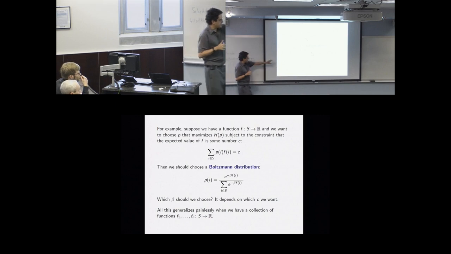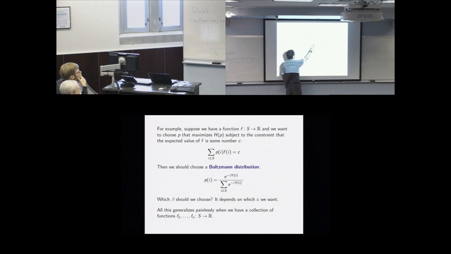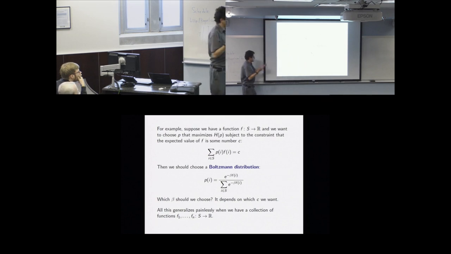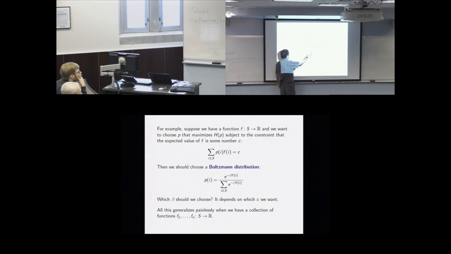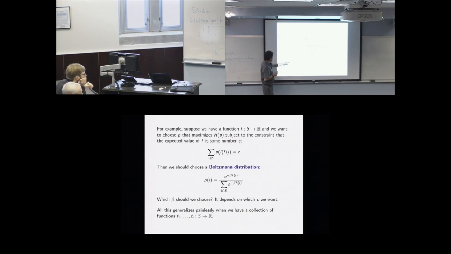Well, the question is then, what beta should you pick? Well, it turns out that just depends on what value of c you want. So if you start with this probability distribution p, which depends on beta, you can calculate c as a function of beta. So for any particular beta, it will maximize entropy subject to this constraint for some particular choice of c. But then you have to invert that. If you start out knowing c, you have to invert that process to figure out what beta to pick.